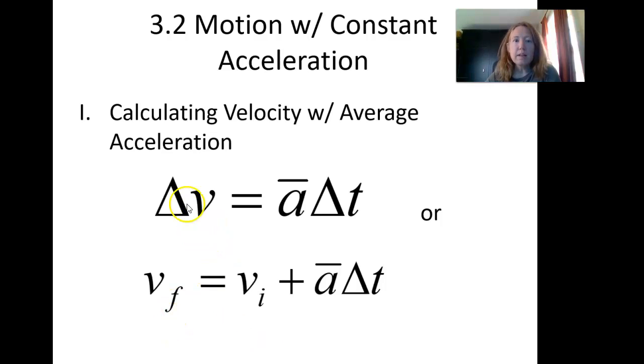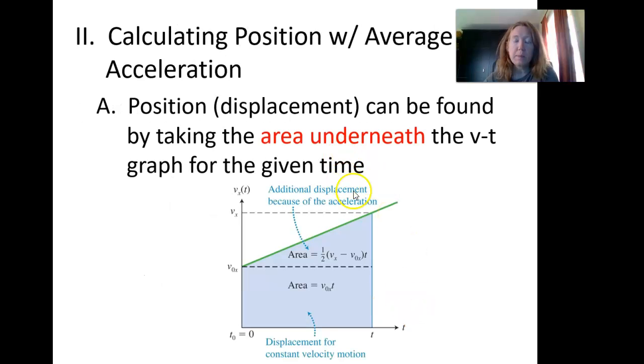So this first one is for calculating a velocity when you know the acceleration and the time. So you can find the change in velocity or the final velocity. Here are the equations for that. So we have final velocity is equal to initial velocity plus the acceleration times the amount of time that has gone by.